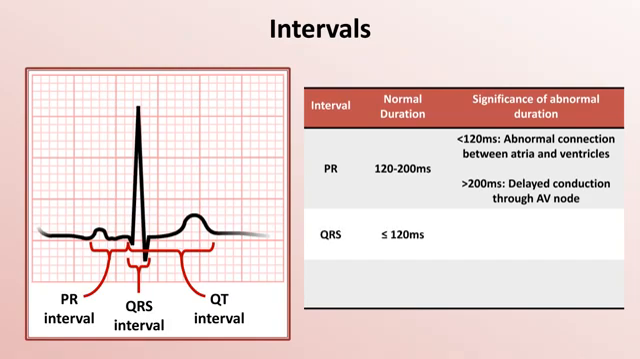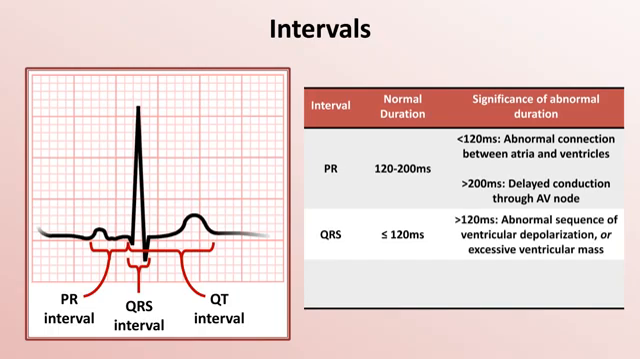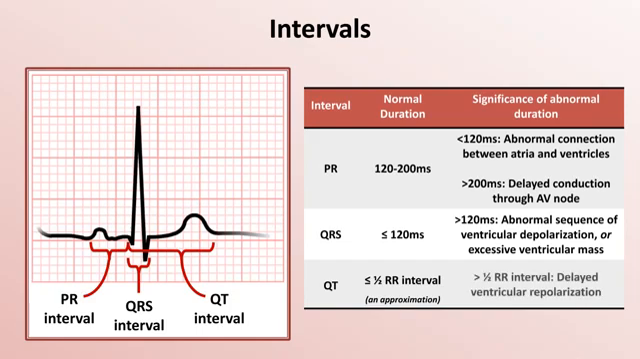The normal QRS interval is less than or equal to 120 milliseconds. An interval greater than 120 implies an abnormal sequence of ventricular depolarization or excessive ventricular mass. The QT interval is a little tricky since the normal range is very dependent upon heart rate and mildly dependent upon gender. As an approximation, it should be no more than half the total RR interval. A prolonged QT interval is indicative of a delay in ventricular repolarization, which usually places the patient at high risk of a dangerous arrhythmia called torsade.